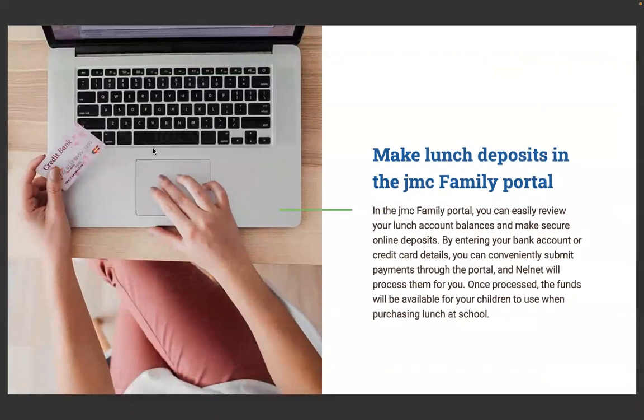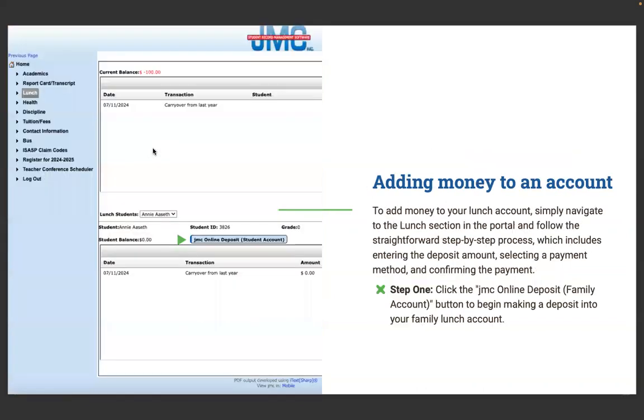In the JMC Family Portal, you can easily review your lunch account balances. You can make secure online deposits, enter your bank account information or credit card details, and you can conveniently submit payments through the portal. Nelnet Payment Services will process those payments for you, and once processed, the funds will be available for your children to use when purchasing lunch at school. I use this all the time for my kiddos. I use the app probably more frequently than I use the desktop version, which we're going to talk about in just a minute. But if you have online payments for your school, you can use those online payments through either our app or through the desktop version.